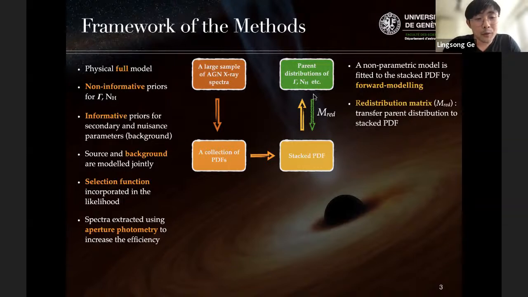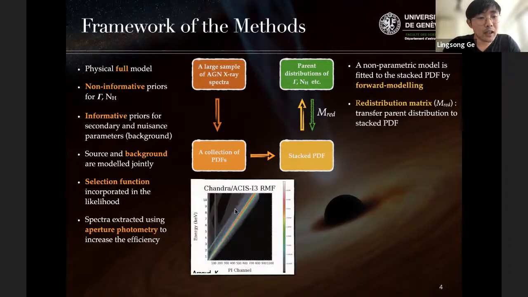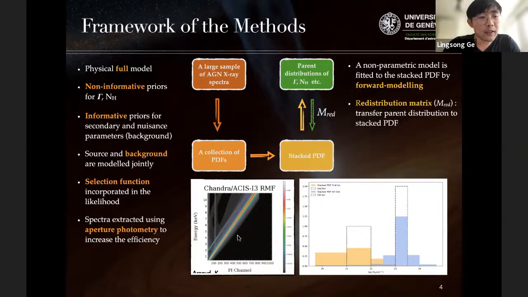So we're not fitting individual PDFs, which is more like the classic way, because for low signal-to-noise ratio data, there are intrinsic biases in the PDFs that we have to calibrate. I don't have time to go into the details, but the idea is that similar to the RMF that maps the relationship between the incident photon energy and the output signal distribution over channels, the distribution matrix that we define here maps a certain NH value of a subsample in which the sources share the same NH to the stacked probability distribution over NH of this subsample.